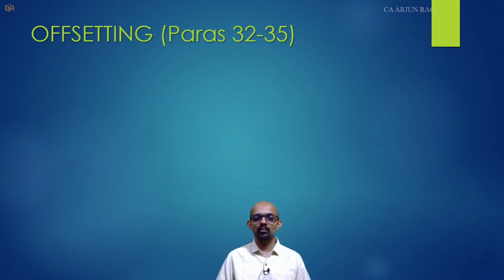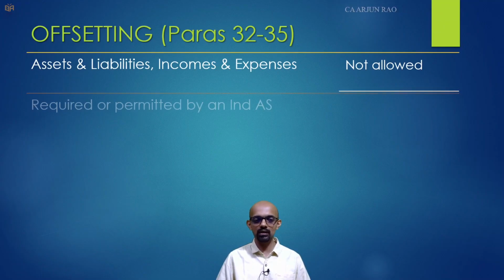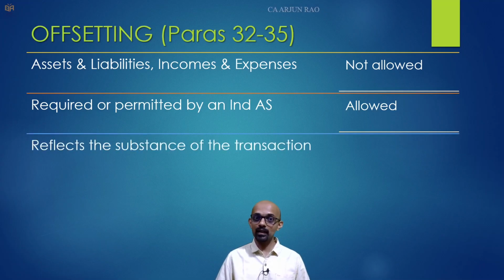So let's now look at the provisions relating to offsetting. Offsetting of assets and liabilities, incomes and expenses are not allowed, but if they are required or permitted by an Ind AS, then they are allowed. So if an Ind AS specifically asks us to offset an asset and a liability or an income and expense, then it's allowed. Offsetting may reflect the substance of the transaction, then also it's allowed.